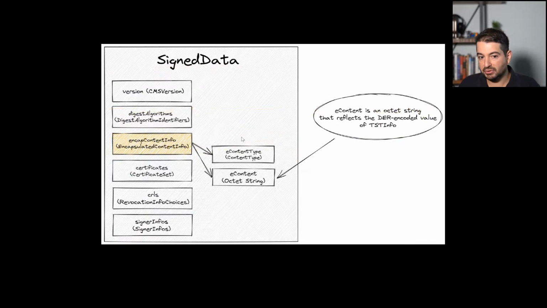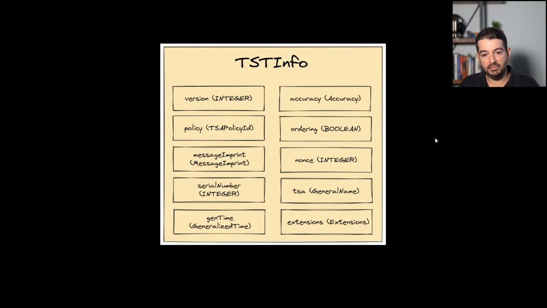But in summary, we're mostly interested in the certificates here, which are controlled by the request that we sent to the server. And if we requested the certificates, then they will be included in the response, which we'll use in authenticating. And then the encapsulated content info is actually the type and the actual content, which is our TST info, the timestamping that we're looking for. So that looks something like this. The TST info has a few fields. Again, the version, the timestamping policy that was used. The message imprint is the hash of our message, essentially.